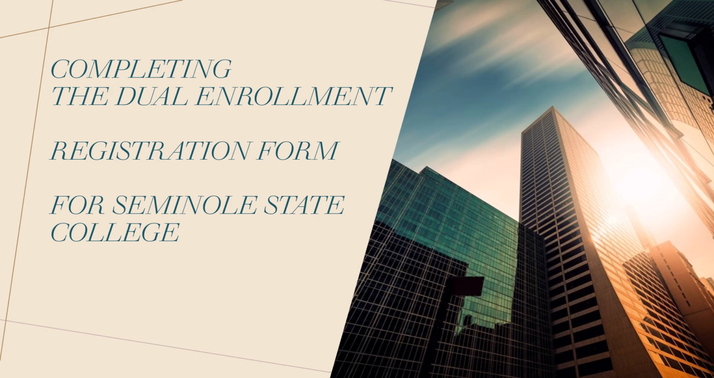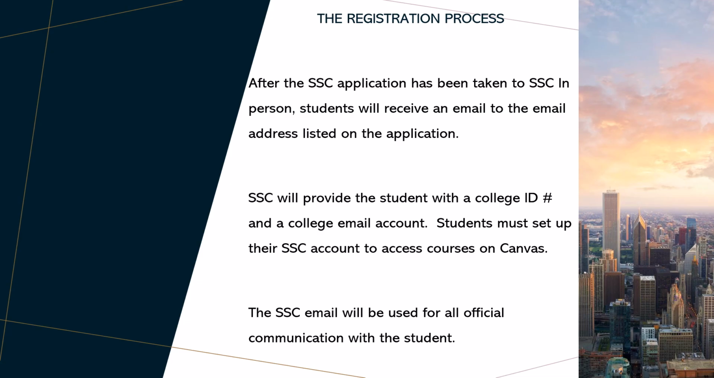Registration form for Seminole State College. Students will begin the registration process after they have completed the Seminole State application and taken it to the college. Students will receive an email with a Seminole State email, a college ID, and they must set up their Canvas account through the college. Seminole State will only send information officially through the Seminole State email account. Students will also access all of their courses through the Seminole State account on Canvas.